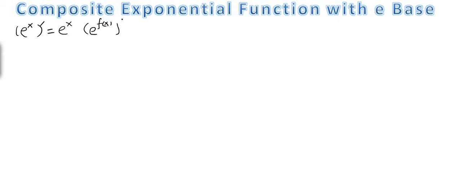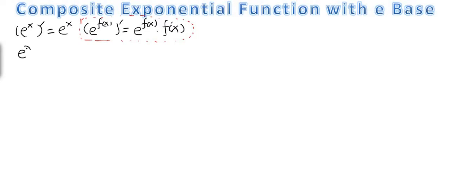For this, we can write down the derivative as e to the power f(x) times the derivative of f(x). So that's the formula for the derivative of composite exponential function. Okay, so now let's take a look at the first example.